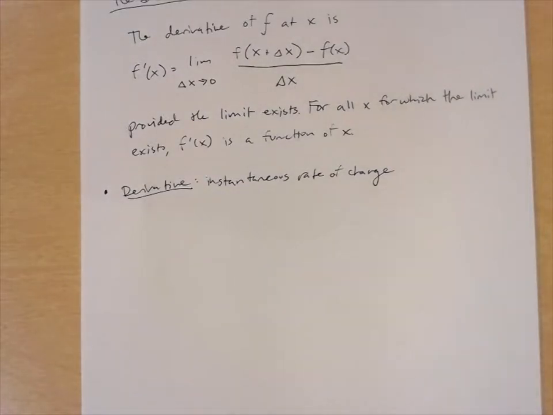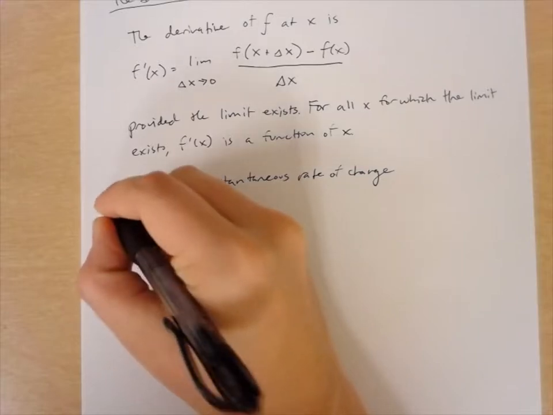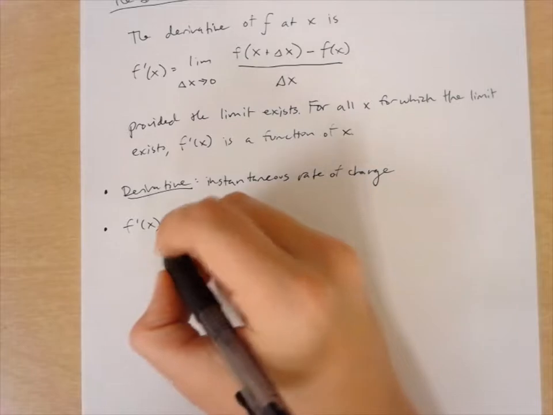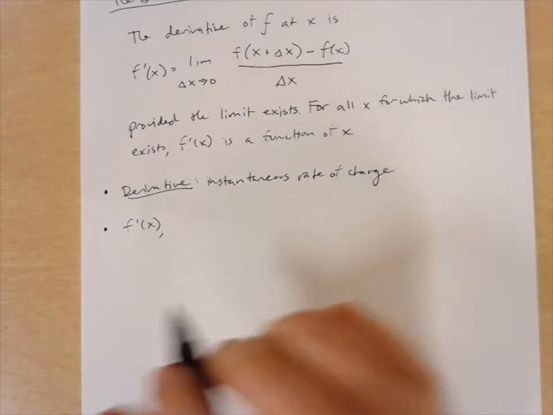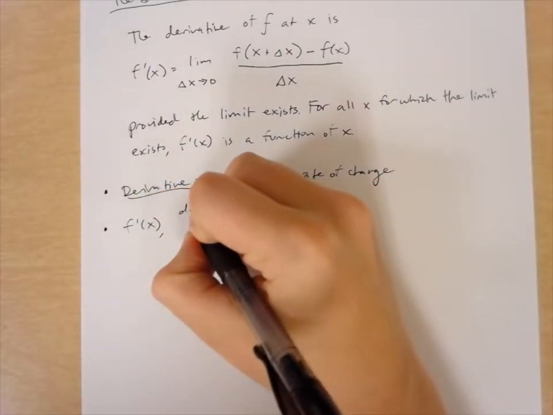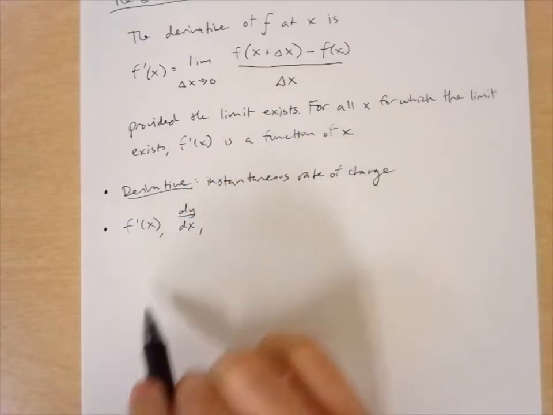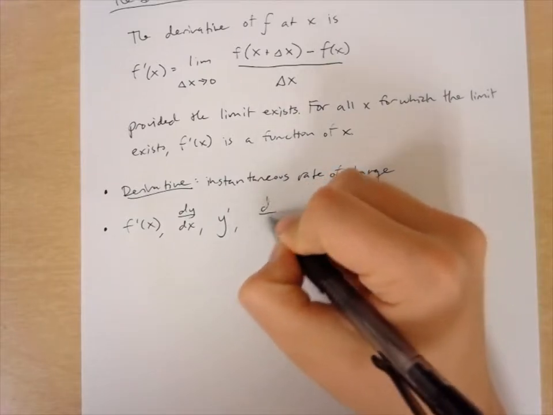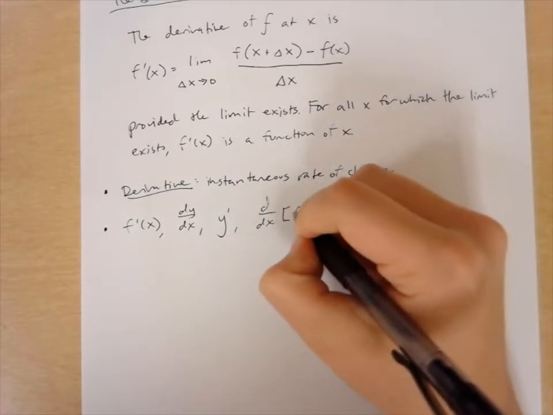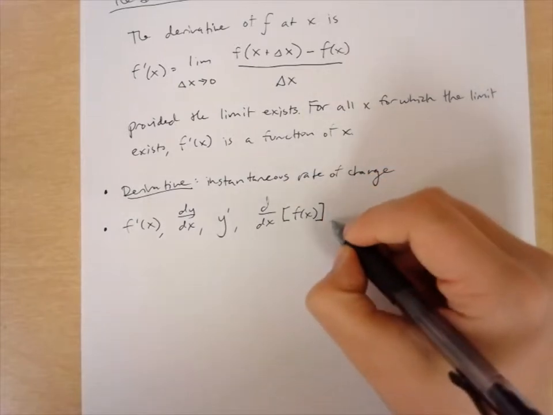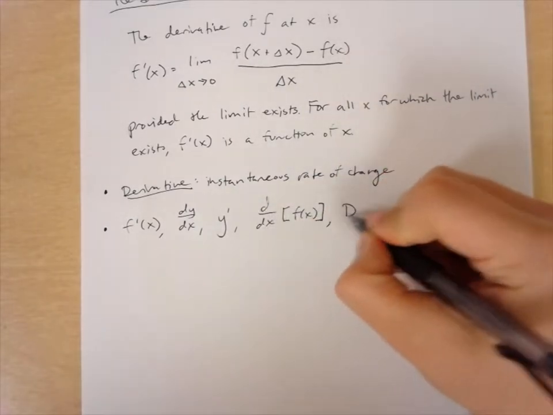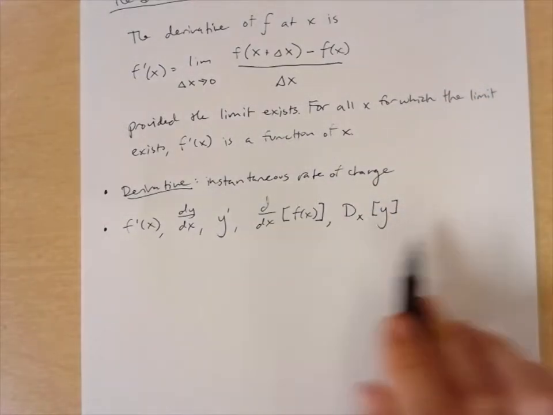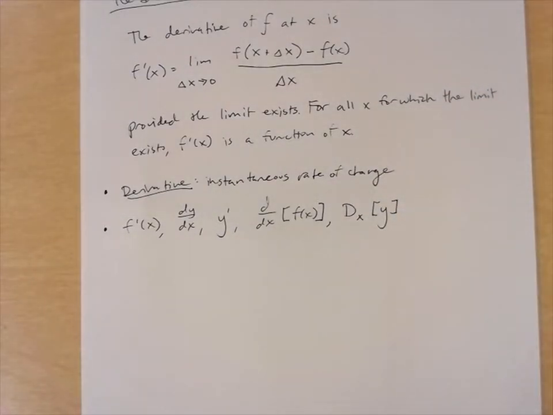Okay, let's talk about notation. f prime of x, that is how we talk about a derivative. We could also say dy dx, that's asking for the derivative as well. y prime is another way. d dx of our function f of x, that's another way. D sub x of y. These are all just ways that you could see a derivative asked for.